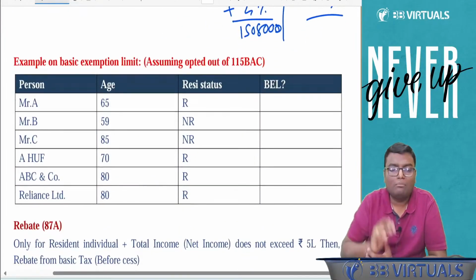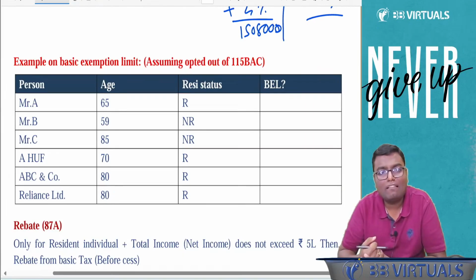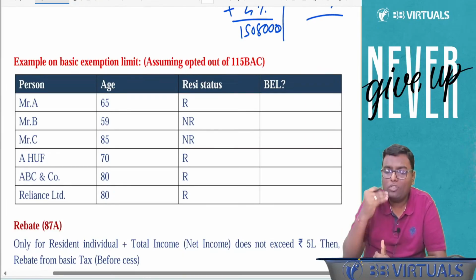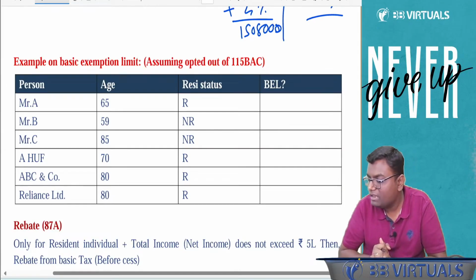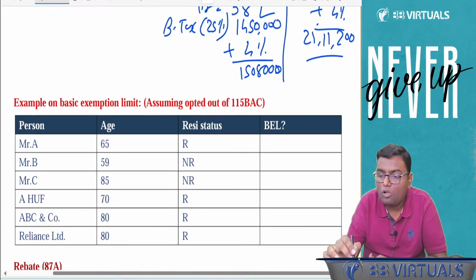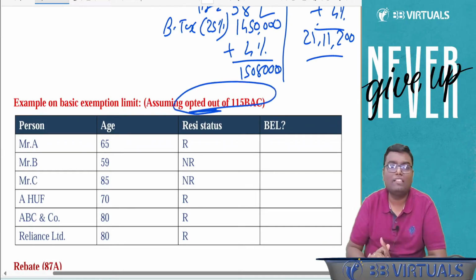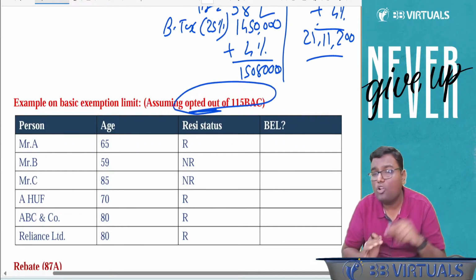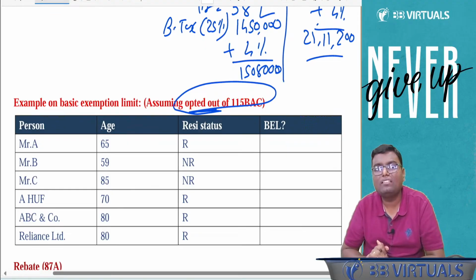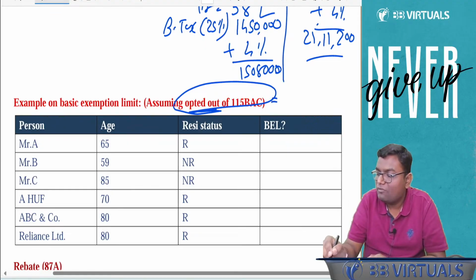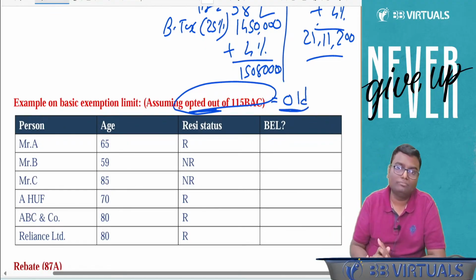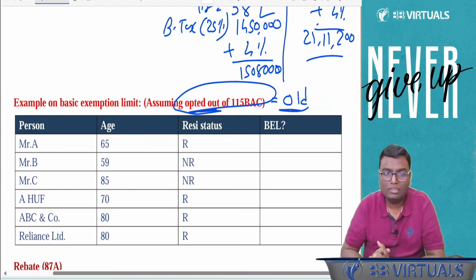Now solve this example. It is an example on basic exemption limit. You have to tell me for each and every case, what will be the basic exemption limit? Assuming that the person has opted out of 115BAC. What is the meaning of opted out of 115BAC? That means the person is following the old tax system. Okay.